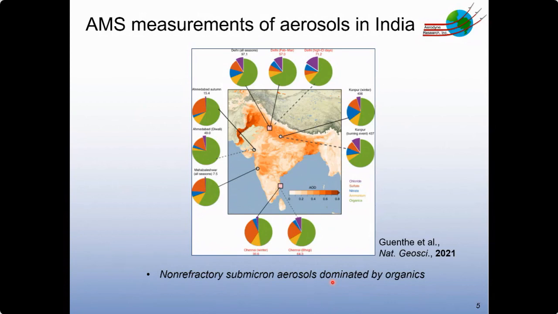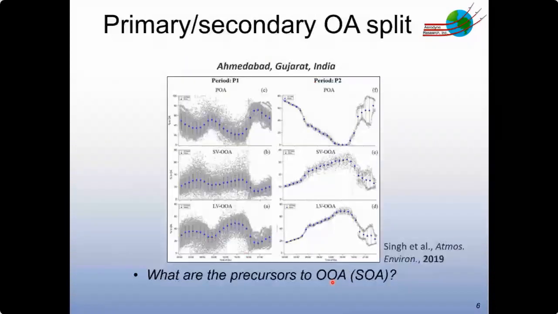And we tend to see that elsewhere in the world also, that organics are often, if not always, the major component of submicron aerosols that is measured by the AMS. Within that context though, the organics are really complex. They're hundreds, thousands, tens of thousands of individual molecules, and they come from primary sources as well as are secondary in nature, being formed in the atmosphere from gas to particle conversion processes.